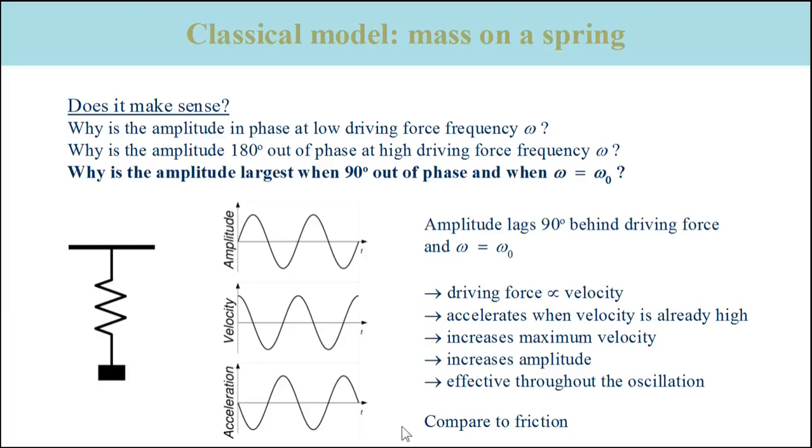Speaking about friction, friction is also a force that is proportional to velocity, but it is always directed against the velocity. If a spring is extended and oscillates freely, but is subjected to friction, then the oscillation amplitude decreases with time. This is just the opposite of what we just discussed for the driven oscillator. When the driving force has the same direction as the velocity at all times, then the amplitude of the oscillation increases.